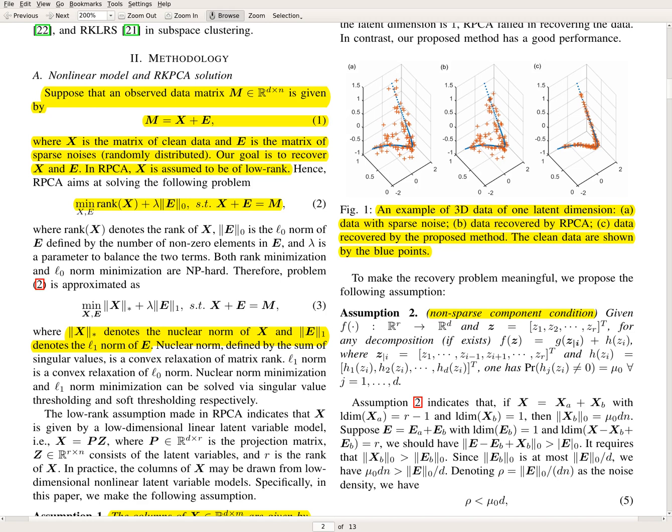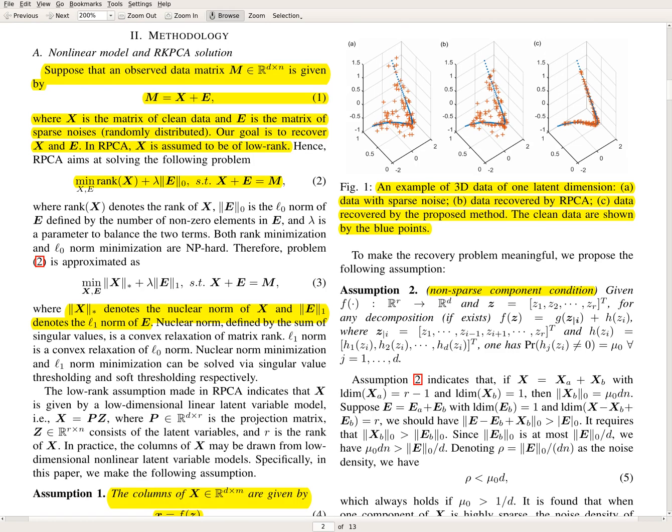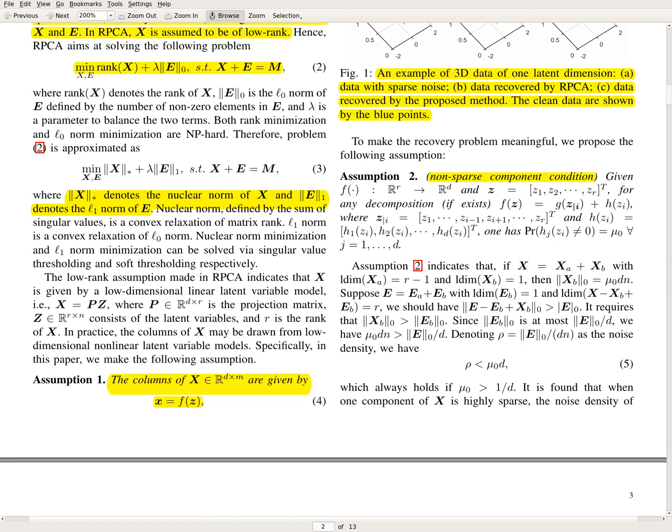This is the linear variant which is robust, and the loss function is: they try to find this X such that it has minimal rank, and plus the regularization, they want to find this error matrix which has a very small number of non-zero elements. This is the zero norm. This problem is NP hard, but you can do some heuristics.